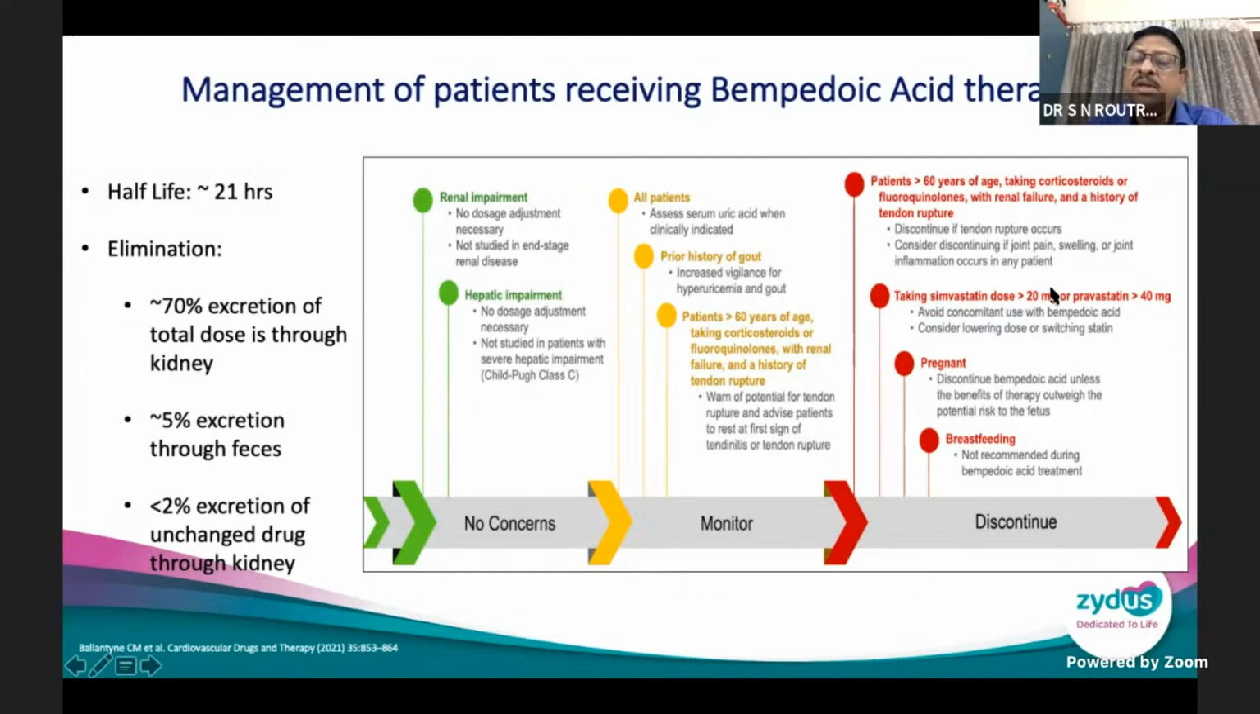When the patient is taking simvastatin more than 20 or pravastatin more than 40, it cannot be added. Again, in patients above 60 years of age, taking corticosteroids or fluoroquinolone, with renal failure, with a history of tendon rupture, definitely you are not going to give bempedoic acid. If the patient is taking bempedoic acid, it has to be discontinued. Discontinue if tendon rupture occurs. Consider discontinuing if joint pain, swelling, or joint inflammation occurs in any patients on bempedoic acid therapy.